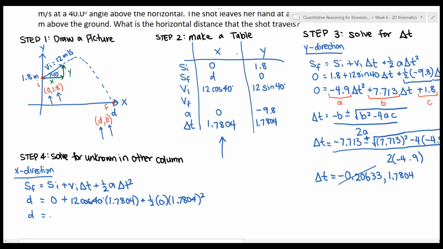Now I can just type all of this onto my calculator. So I have 0 plus 12 cos 40 times 1.7804 plus 1/2 times 0 times 1.7804 squared. This term all goes to 0, so I didn't even need to type it. And I get 16.4 meters. So the horizontal distance that the shot travels is 16.4 meters.